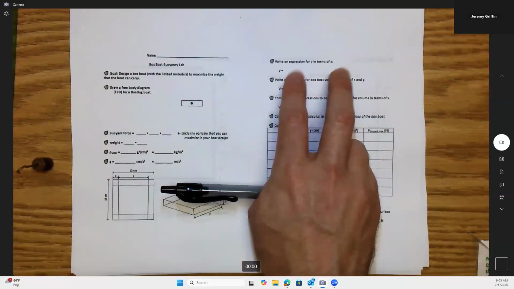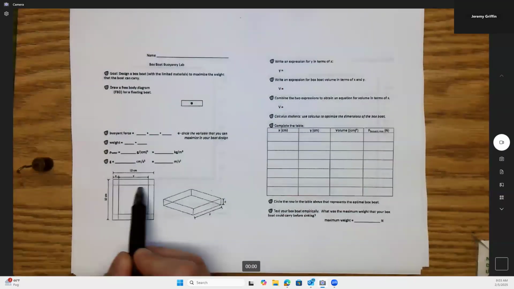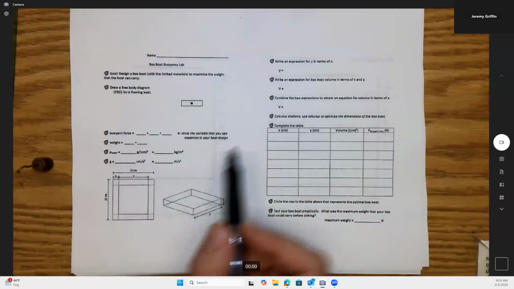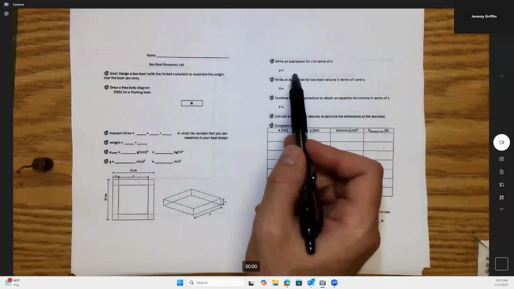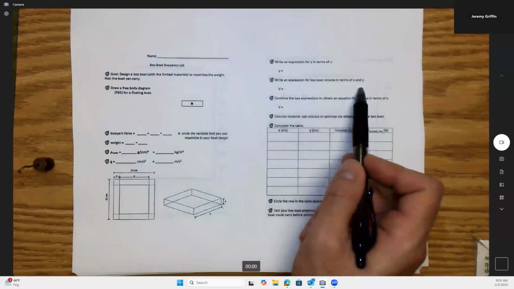Because if you get that, I think you can figure out this equation. What is Y in terms of X? Y is, well, one side of the base of the box, and X is how much you fold up each side. There's its own constraint equation here. Then an expression for the volume in terms of X and Y.